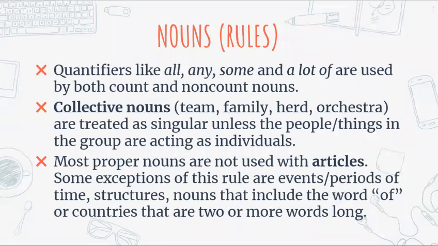Most proper nouns are not used with articles. Some exceptions to this rule are events or periods of time, for example the Renaissance; structures, the Eiffel Tower; nouns that include the word of, or countries that are two or more words long, so the Dominican Republic, the People's Republic of China, all of these things. They don't usually use articles, and we know that articles are the, etc.